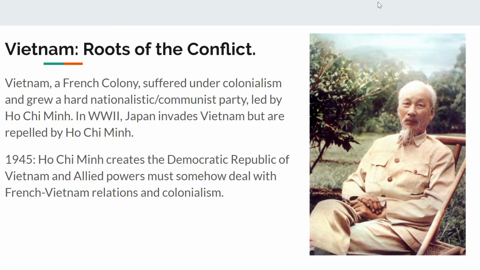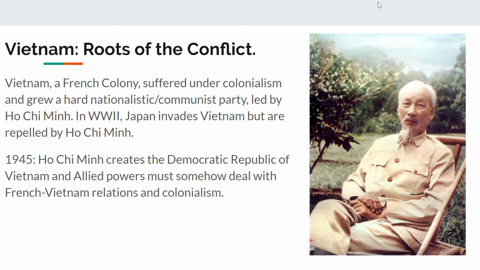At the beginning, Vietnam was a French colony and it suffered under colonialism with France. Over time it grew a hard nationalistic communist party that was led by Ho Chi Minh, as seen on the right. And in World War II, when France left to defend its own country, Japan invades Vietnam, and now Ho Chi Minh and his nationalistic party must somehow defend Vietnam from Japan, which they do successfully. And so Ho Chi Minh gains a lot of popularity and a lot of power. And in 1945, he creates the Democratic Republic of Vietnam.